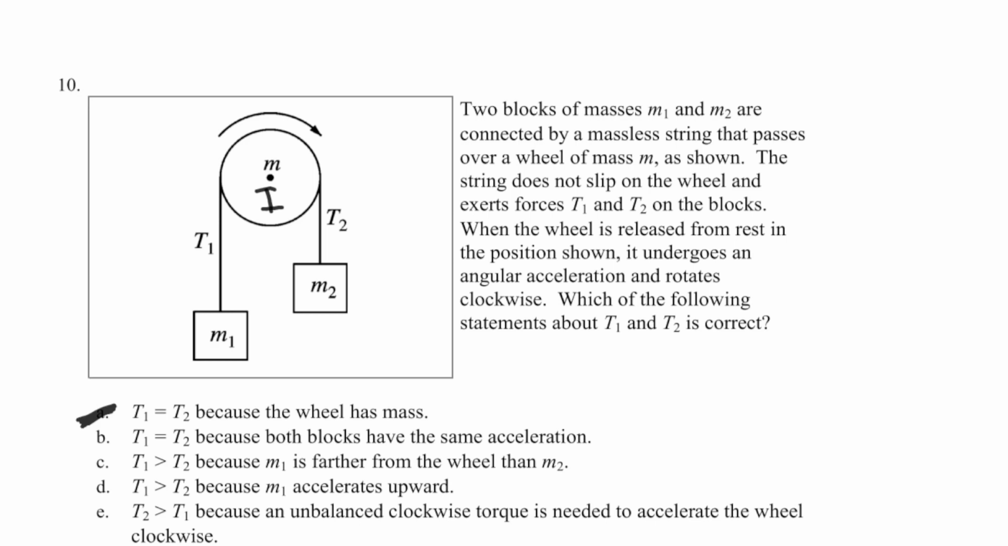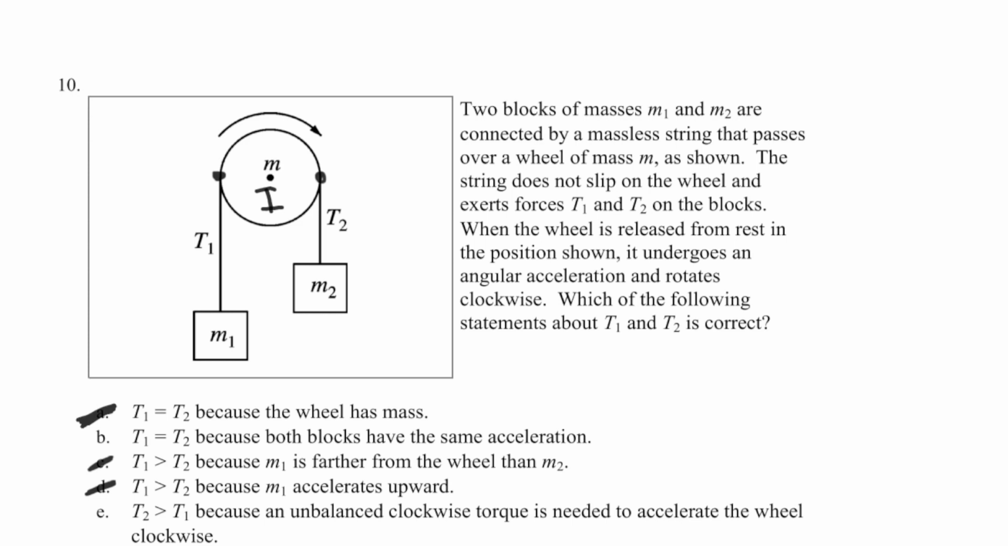T1 is greater than T2 because M1 is farther from the wheel than M2. Well, it doesn't matter how far the masses are, it matters where the torques are located. And they're both a distance of r away, so that's just false. T1 is greater than T2 because M1 accelerates upwards. Well, that's just false. That doesn't tell us why T1 has to be bigger than T2, because the values of the tension are definitely going to depend on the mass itself.